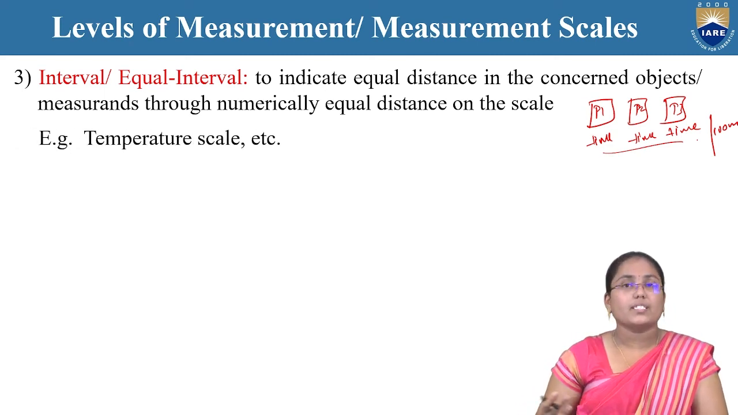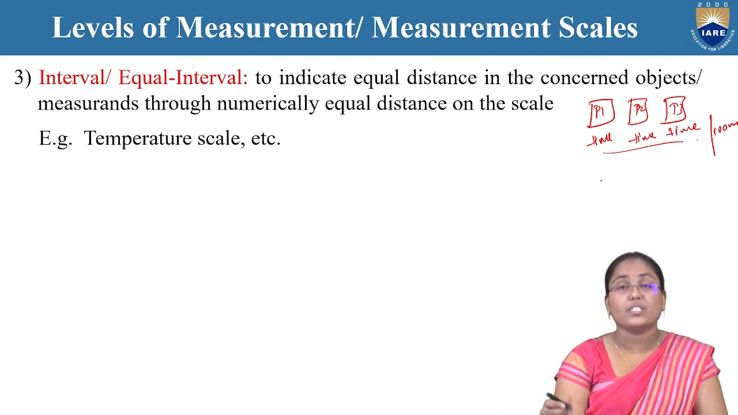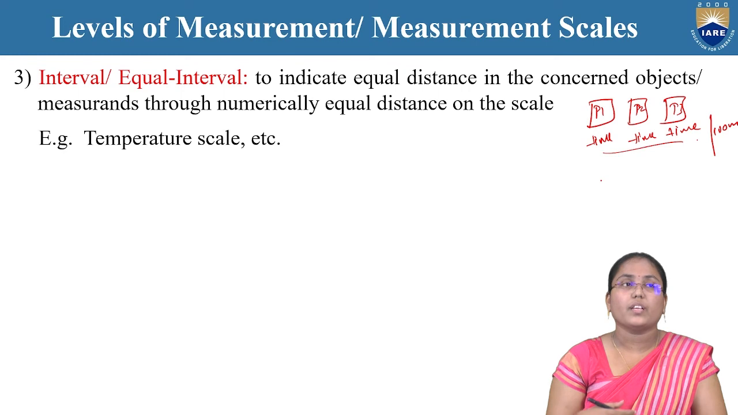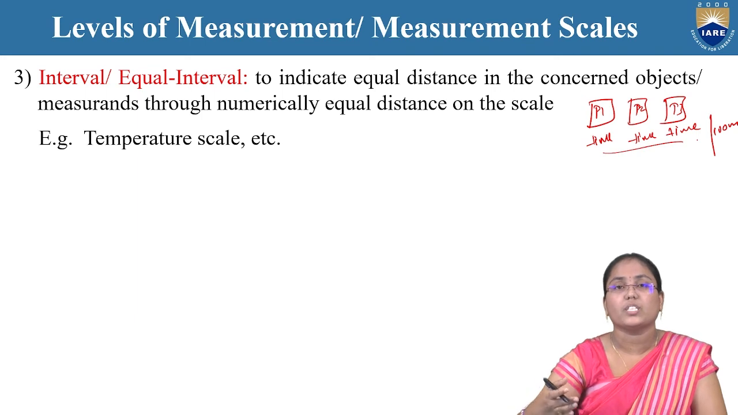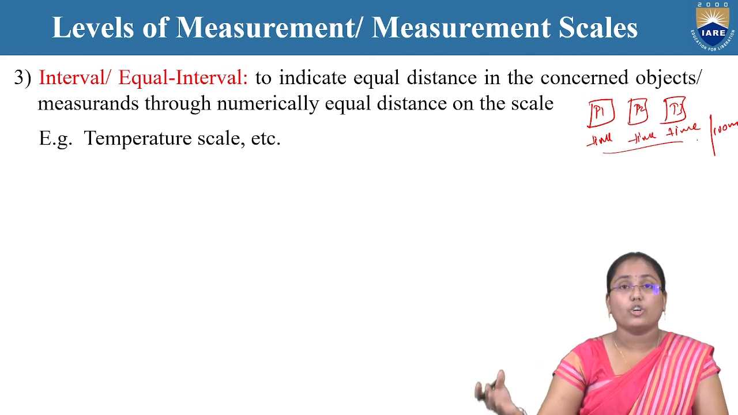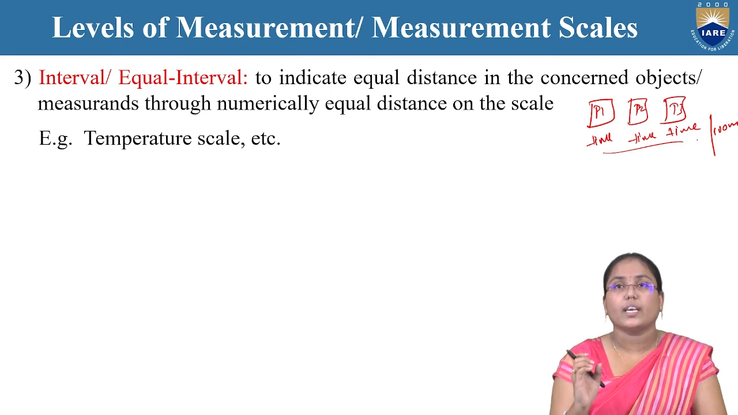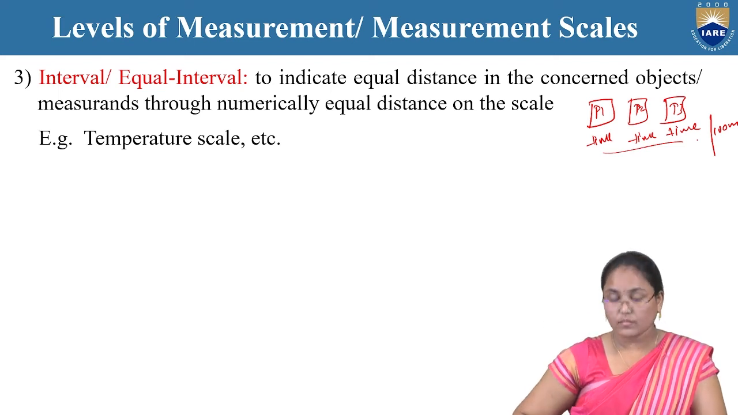We can also take the temperature scale. On the temperature scale, a person with no fever will be around 98.3 degrees or less, and if there is fever, it will be around 102, 104, like that. So on the temperature scale also, we can take the measurement.